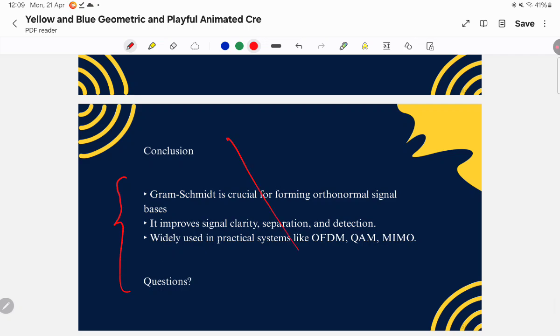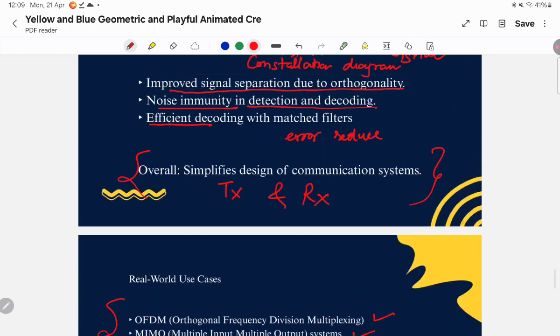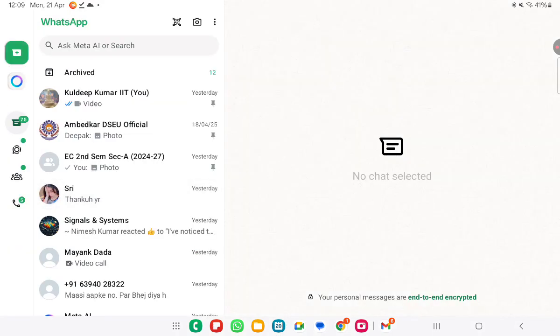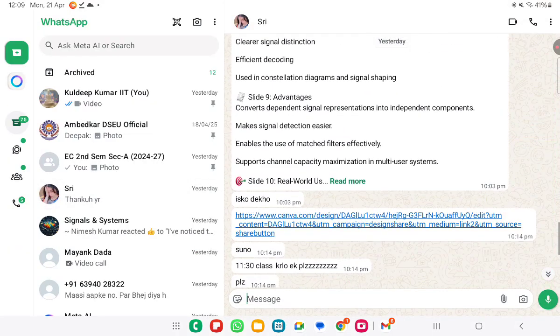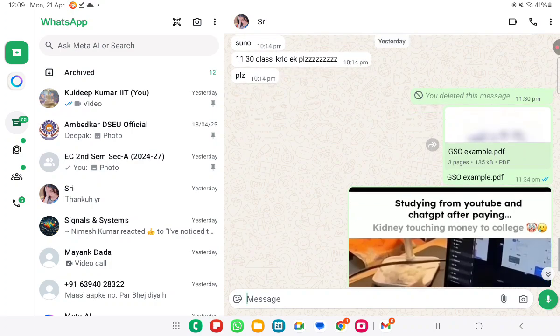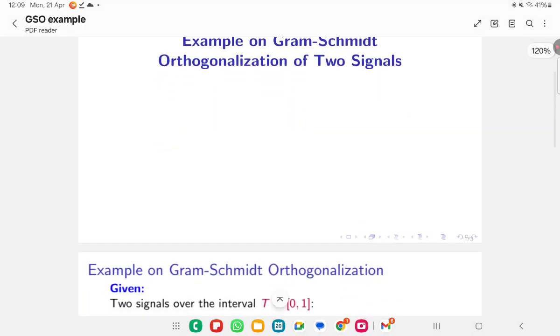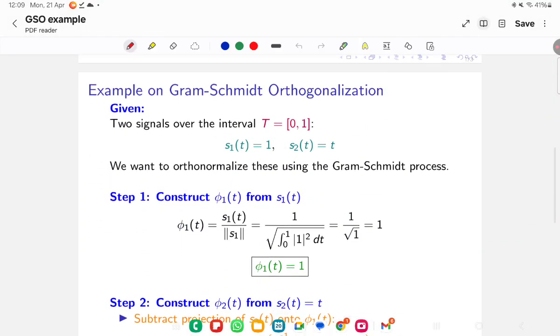No need to explain this conclusion again, right? Now we have the GSO example. Okay, so this is the GSO example.